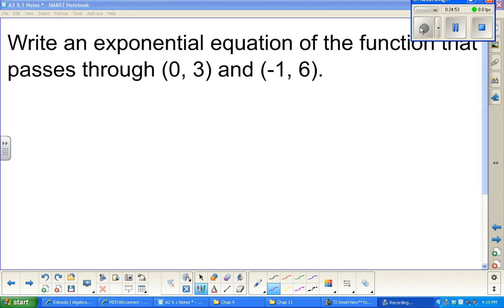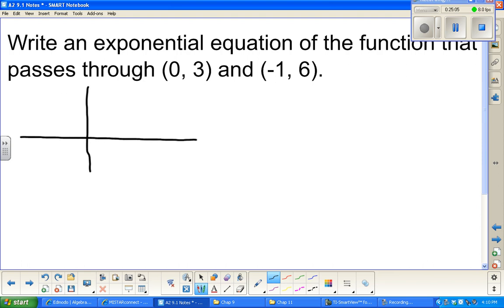Let's set up one other quick problem here. This one is a little bit smaller, numbers a little bit nicer. Let's say we want to write an exponential function that goes through 0, 3 and negative 1, 6. Just to get a little visual here, we've got a point at negative 1, 6 up here and a point at 0, 3. We know it's exponential, so it's doing something like that. Let's see if we can figure out the equation.